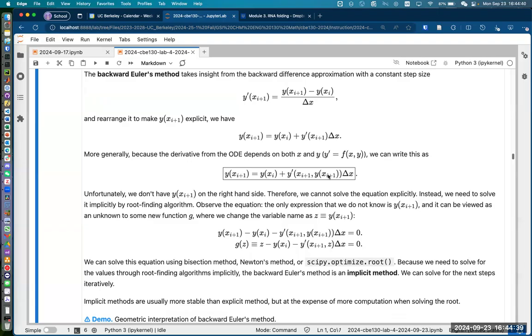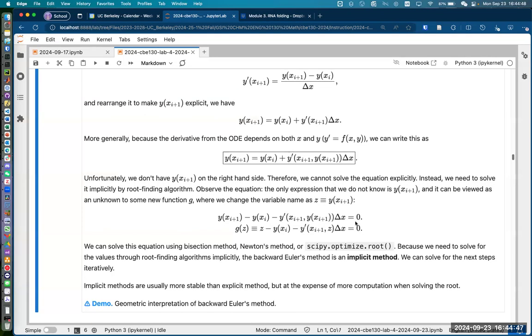So this basically becomes a root finding problem. If we move everything on the right to the left, we'll get this equation. And then we will redefine the variable that we don't know, y of x i plus 1, as z. And we get a function g of z equal to this. Now everything will be known except for z.